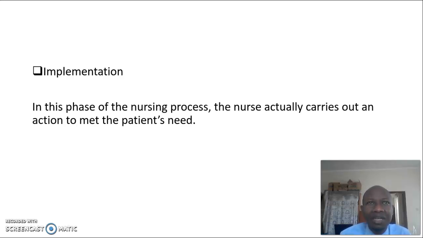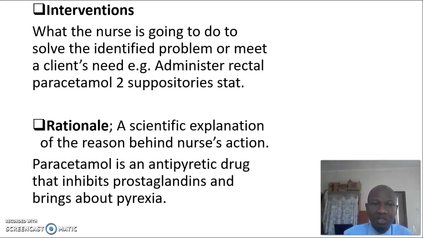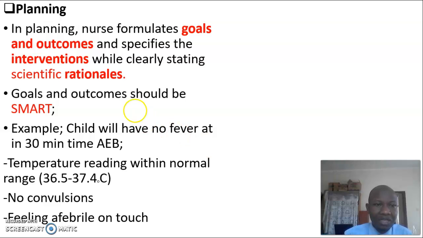After we have done all that, we come back and evaluate the plan we executed. Were our goals achieved? Remember, our goal here was that the child would have a normal temperature within 30 minutes. So we go back during evaluation and find out, is the temperature now normal? If the temperature is not normal yet, again we have to assess and find out why the temperature is not normal. Could there be another problem? Is there any data that we missed during assessment?